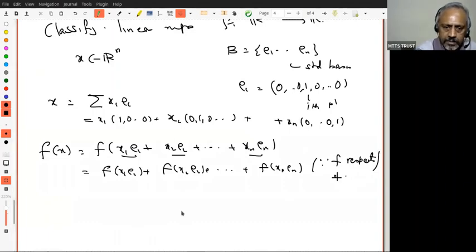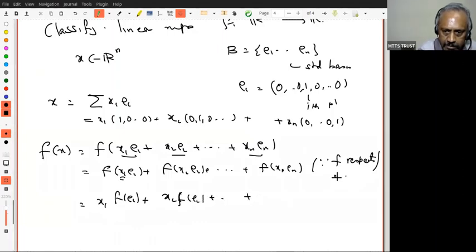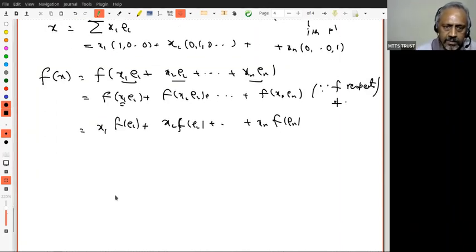Now f also respects scalar multiplication. Therefore, what will be f of x1 e1? That will be x1, because remember x1 is a scalar, e1 is a vector. Therefore, it's x1 times f of e1 and x2 times f of e2 plus xn times f of en. Solid. You understand this? Right.